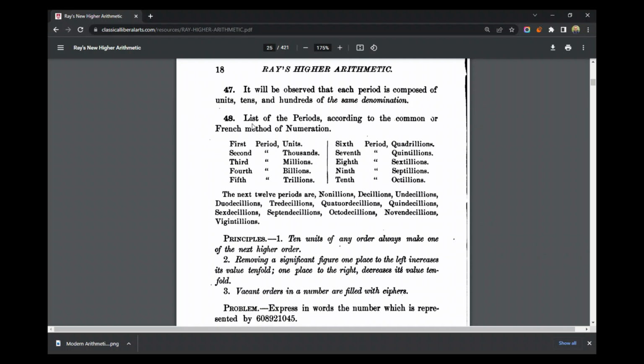Article 48, a list of the periods, so the groups of 3 orders, according to the common or French method of numeration. And so this is just for reference. We're really never going to use these numbers in any of our arithmetic studies, but it's just put here for the sake of reference. And that goes all the way down through 22 or so different periods. They're listed in Article 48, just for the sake of reference.